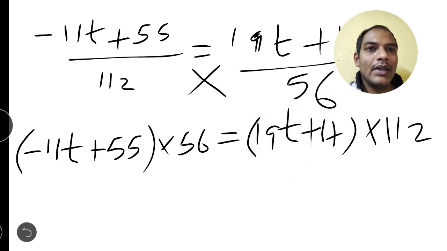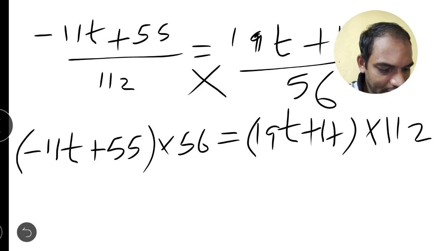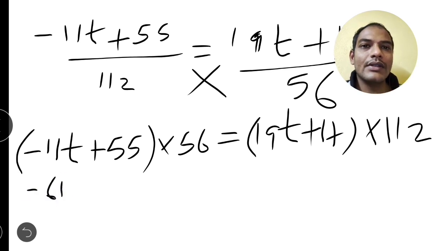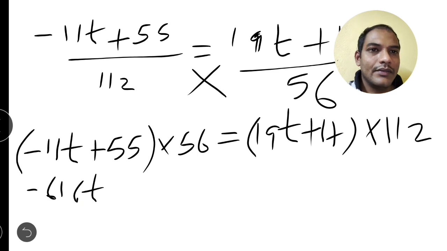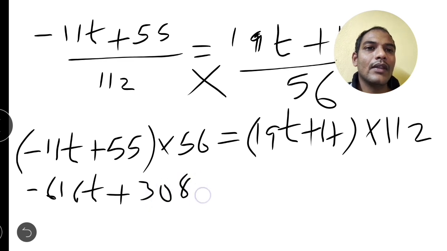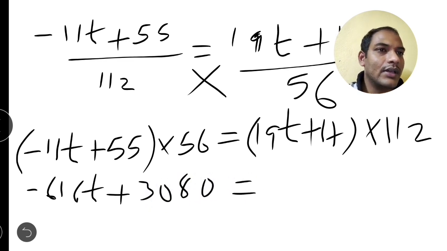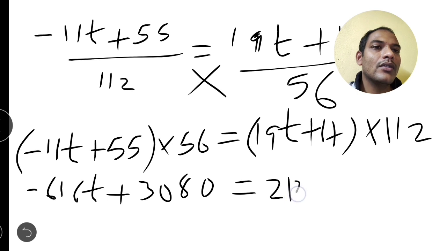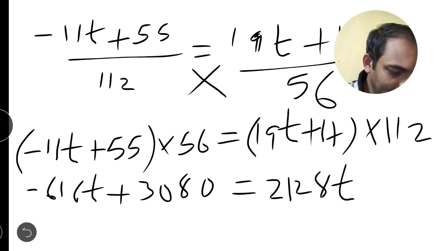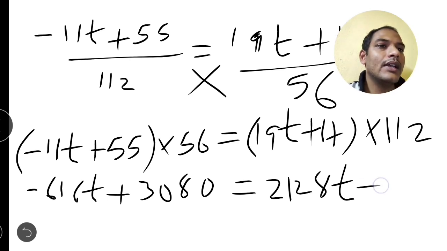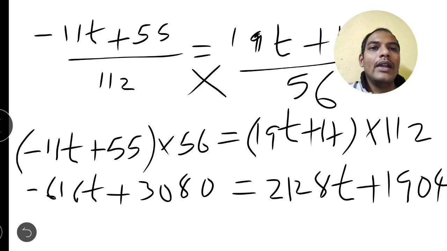So here let us multiply 56 inside. Minus 11 into 56, I did the calculation in my rough note, is minus 616 into t, plus 55 into 56, 3080, equals to 19t into 112. 19 into 112 is 2128t. Next 17 into 112 is 1904. So now write variables on the left side and constants on the right side.